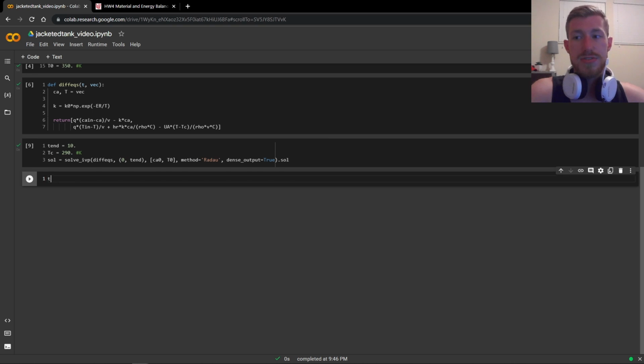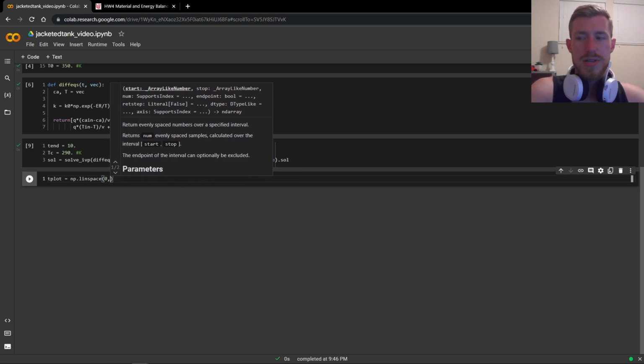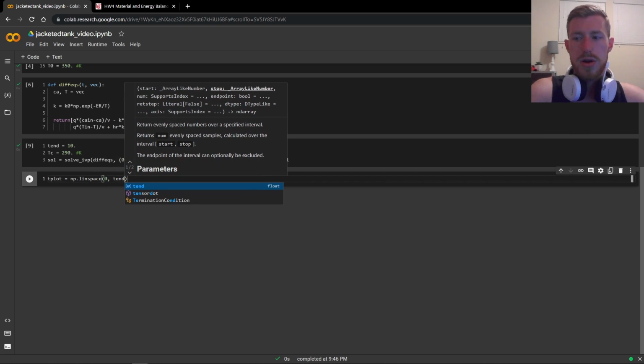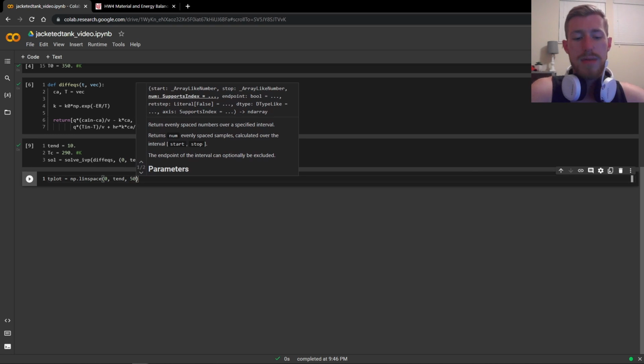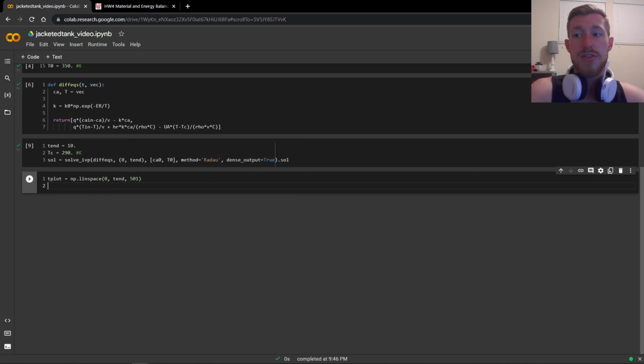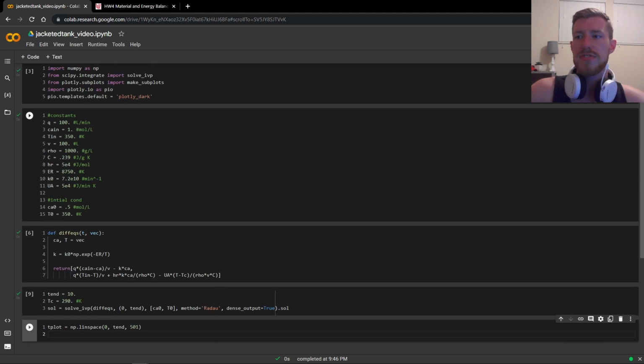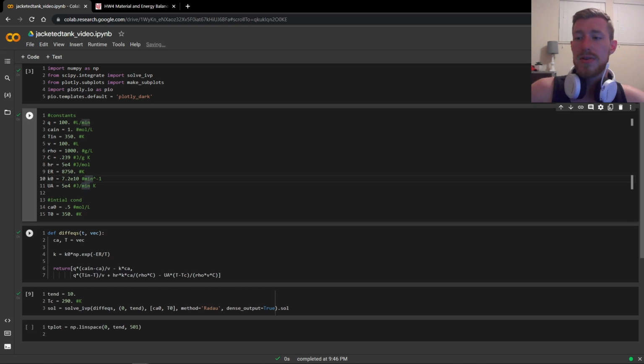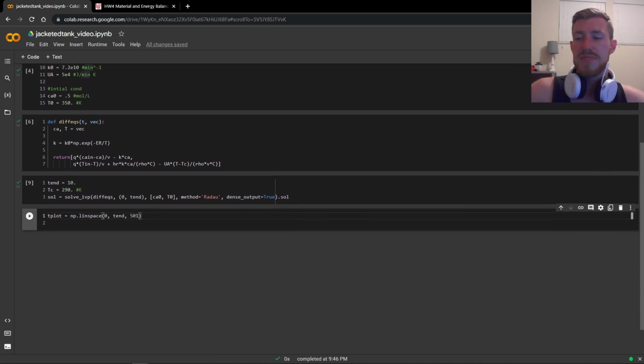So to do that, we're going to start our plotting now. We're going to make our time plot, which is going to be our x-axis, and that's going to be np.linspace from 0 to tn, so we'll just look at all of them, and we're going to do my favorite number for divisions, 501. So we're going to have 501 time points that we're going to plot from 0 to tn, which right now is 10. I don't remember if it's minutes or seconds. I think because these are all in minutes, I'm going to assume it's from 0 to 10 minutes.